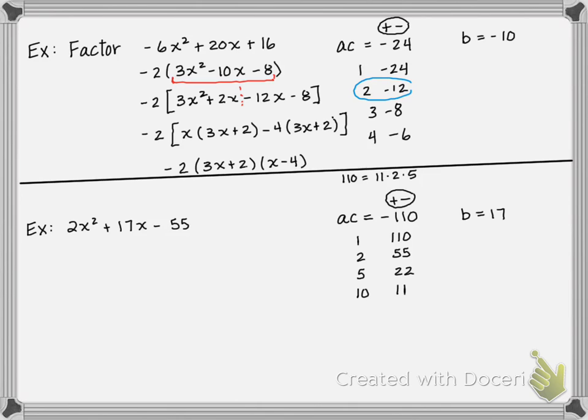So now I want the positive number to be bigger because these add to a positive. So I'm going to throw a negative on each of those, and this guy works. So we've got 2x squared minus 5x plus 22x minus 55.